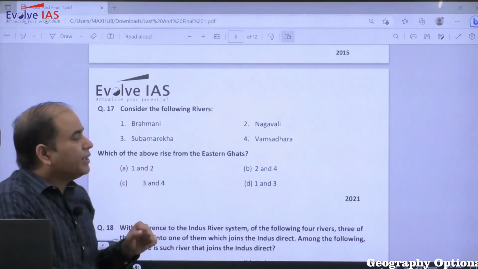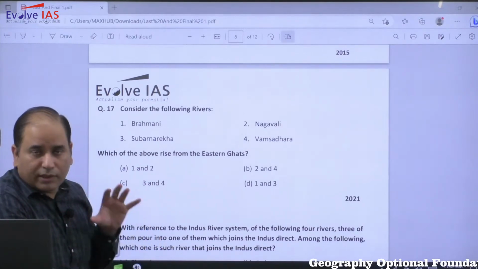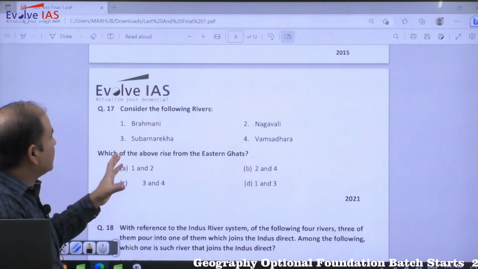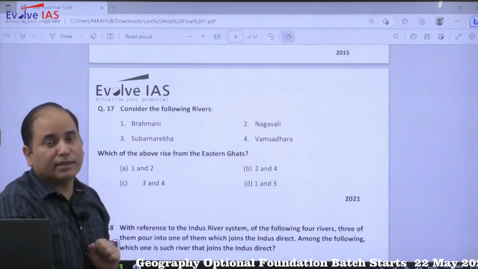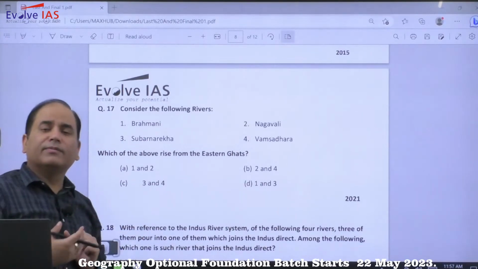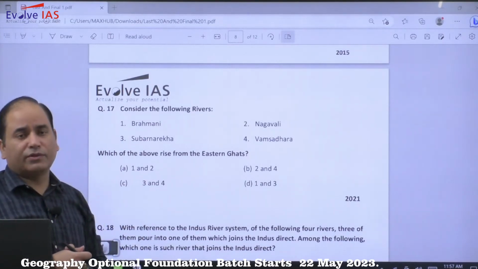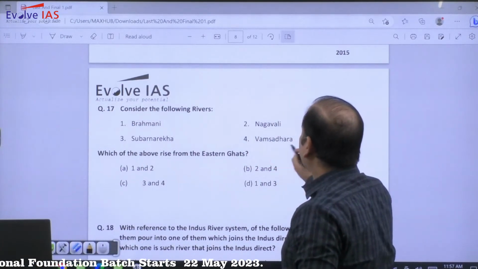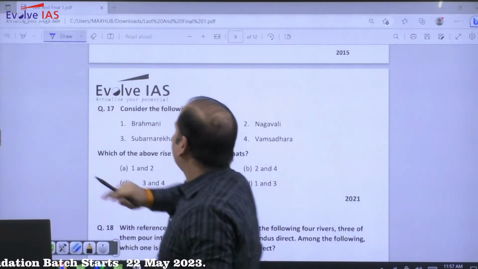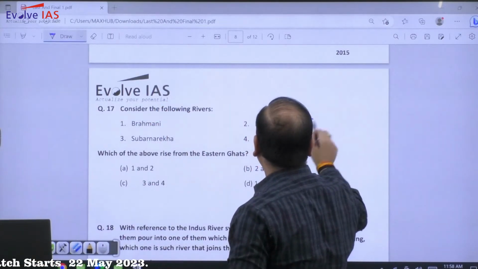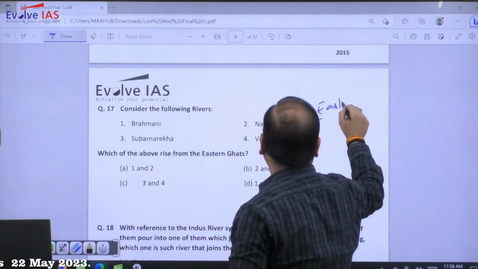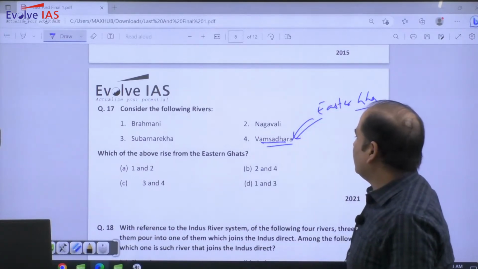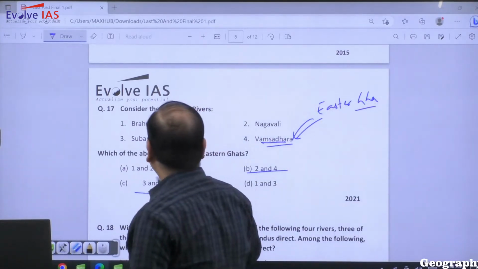There was a question in 2021. So, a question was asked very recently. Consider the following rivers, or out of these rivers, which of the above rises from the eastern Ghat? So that is why it becomes very important for you to solve the previous year's question papers. If you have solved this, you must be able to know that Vansdhara river is originating from the eastern Ghat. So you will know that. So you know the eastern Ghat. Now you are left with 3 and 4.